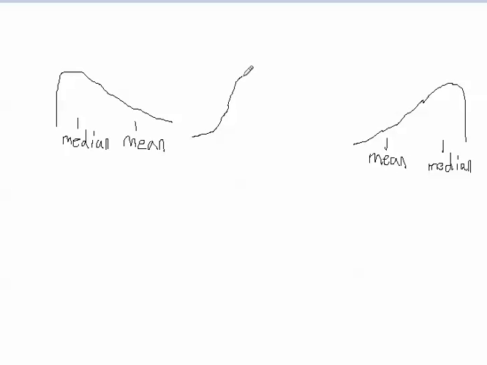If the column of data follows a normal distribution, then the mean and median are both the same number. Actually, if the data follows a normal distribution, the mean, median, and mode are all the same number.